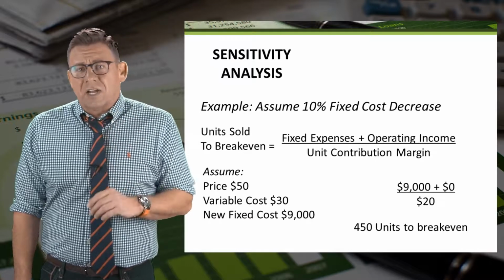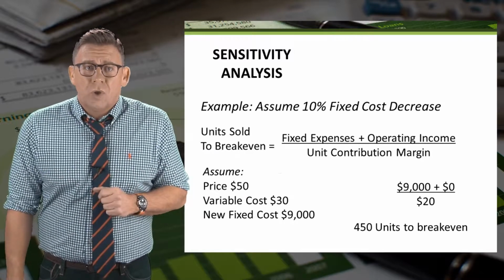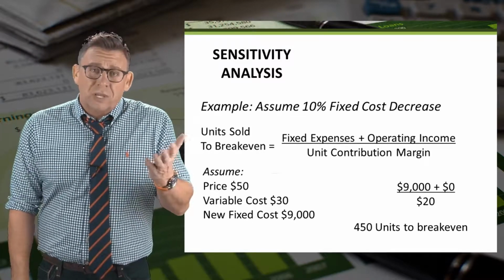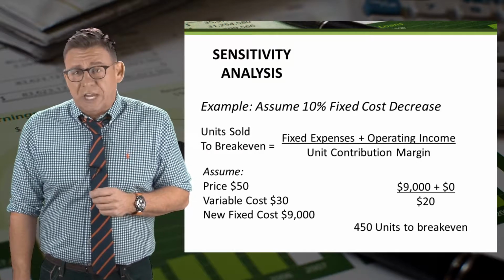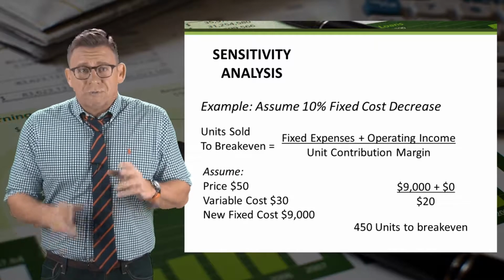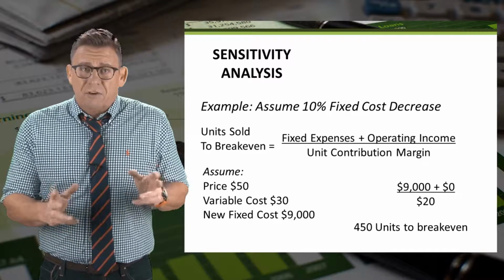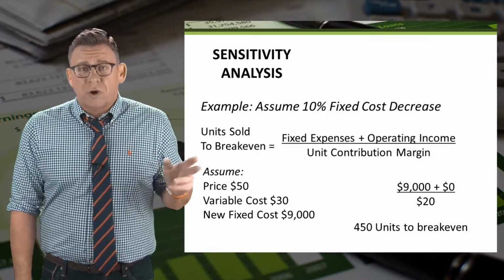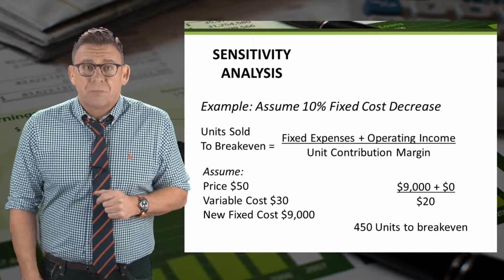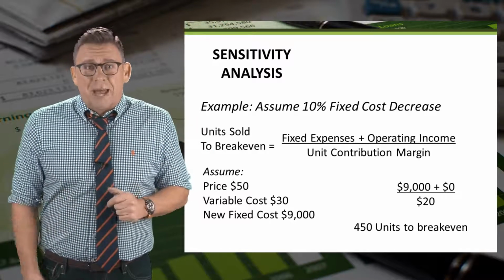What if fixed costs could be reduced by 10%? What is break-even now? Well, we need to calculate the new unit contribution margin. Only in this case, the unit contribution margin doesn't change because neither price nor variable costs are changing. So fixed costs are reduced from 10,000 to 9,000, and therefore break-even in units decreases to 450 units with a fixed cost decrease. All right, what will break-even be if all three things happen?